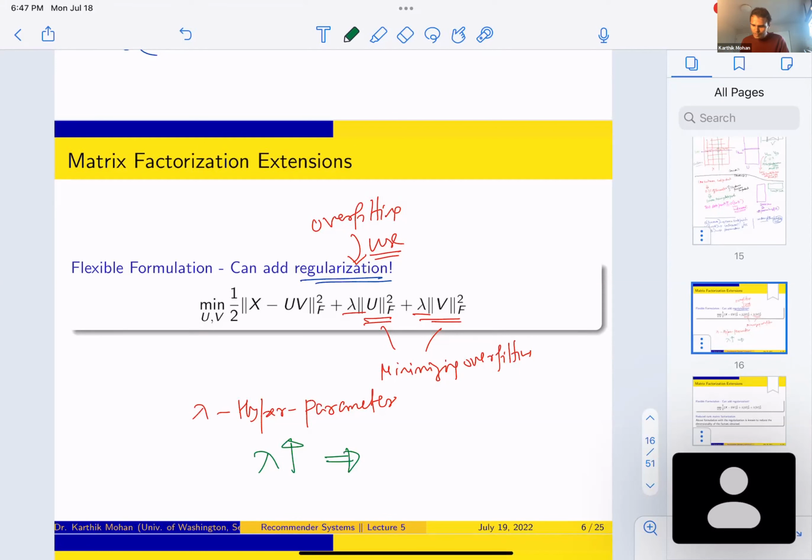So think about what happens. Lambda is here, you're minimizing over U and V, right? So when you have large lambda, what happens to U and V? Let's say lambda is infinity, right? You set lambda to infinity. What's going to be U and V in that case?